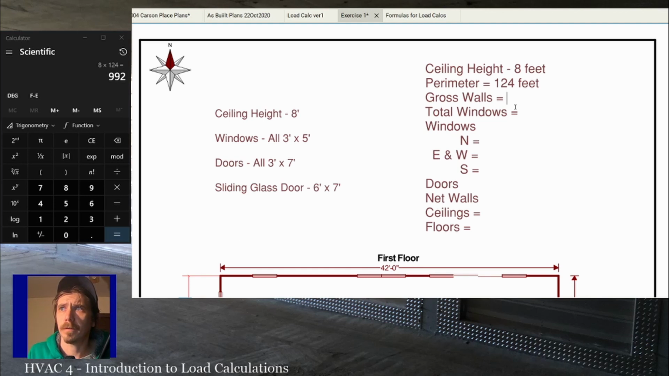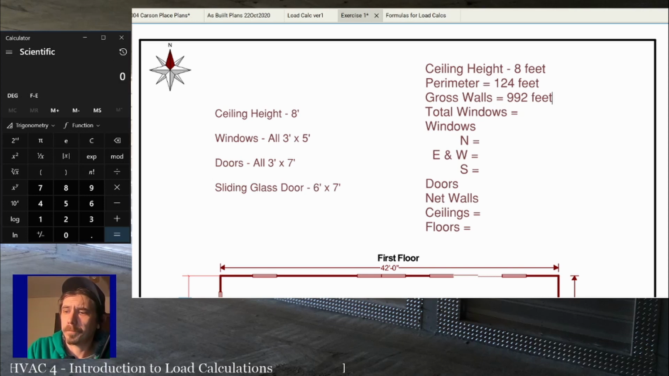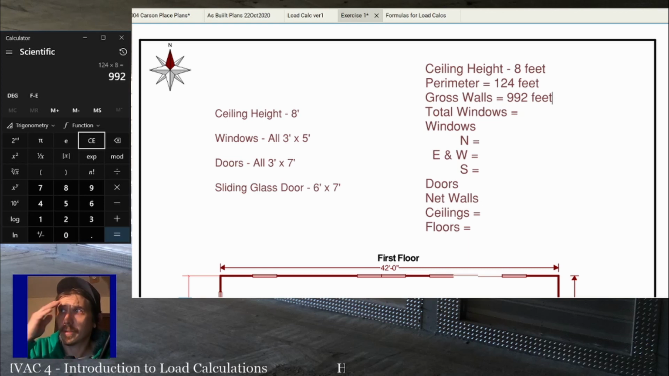All right, so our gross walls are 992 feet. Like I said, anytime you do a calculation, we got people in the class helping double check ourselves now, but we just do the math one more time. 124 times 8, 992. Got the same answer twice. We're good to go.